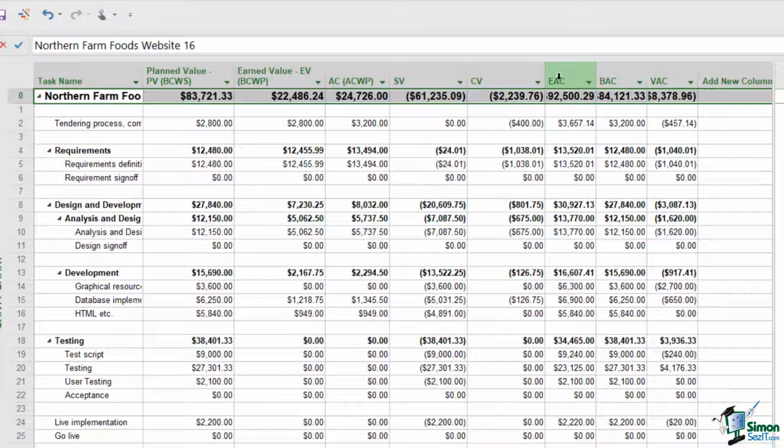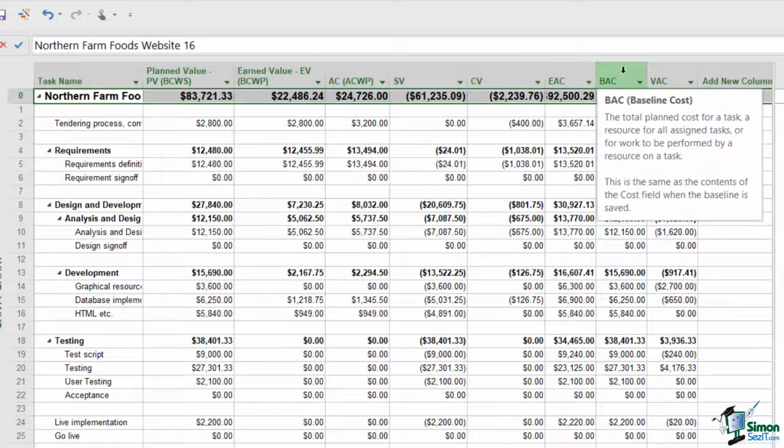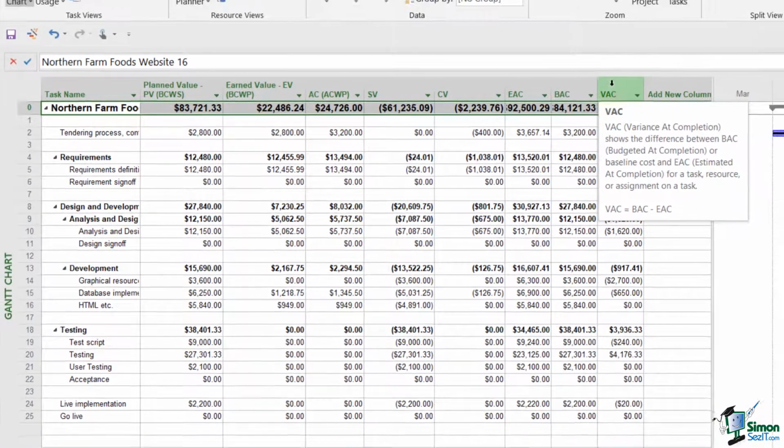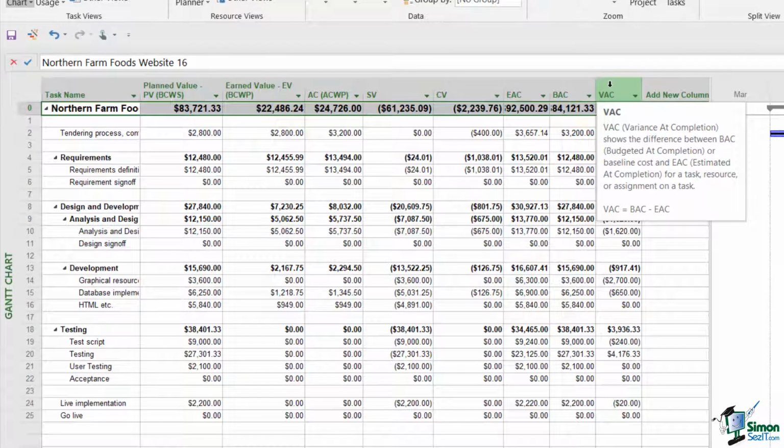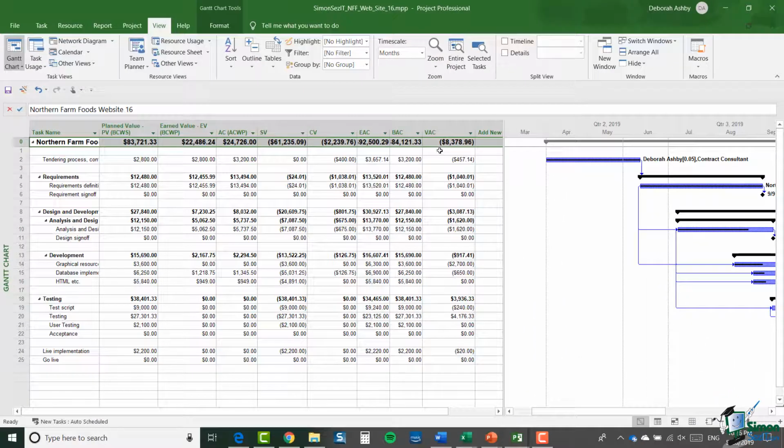Now, one of the values in the formula is CPI, and I'm going to talk to you about CPI in just a moment. Moving on to the BAC, that's the baseline cost, so that's the cost in our saved baseline. And finally, VAC, and the formula there is simply BAC minus EAC. So again, if everything was 0, everything would be perfect. Positive is good news, negative is generally bad news. And unfortunately, a lot of things in this project are negative at the moment.